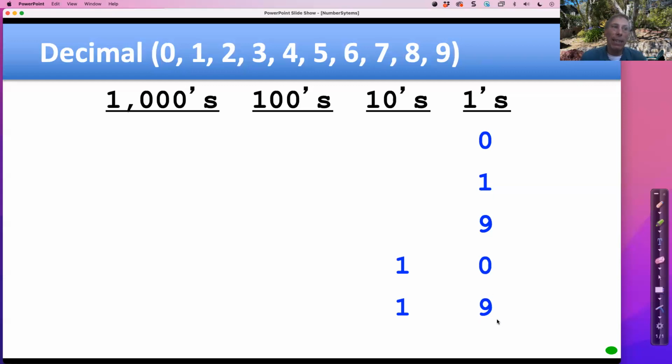Again, last digit here. I went from 10 to 11, 12, 13, all the way to 19. Now what do I do? Again, 0 here, increase the next column by 1. Now, why am I going over this? Because it works the same for binary and every other number system.